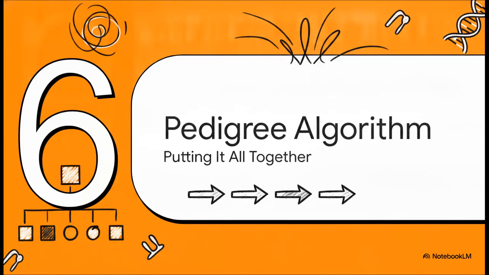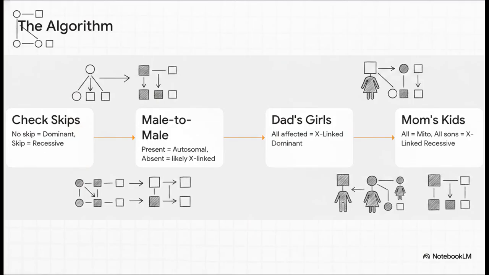And finally, Section 6, the ultimate pedigree algorithm. Let's see how this all builds together. You really want to treat every pedigree like a strict checklist. Step 1, scan for skips. No skip means dominant. A skip means recessive. Step 2, look for male-to-male transmission. If it's present, it's autosomal. If it's absent, it's likely X-linked.